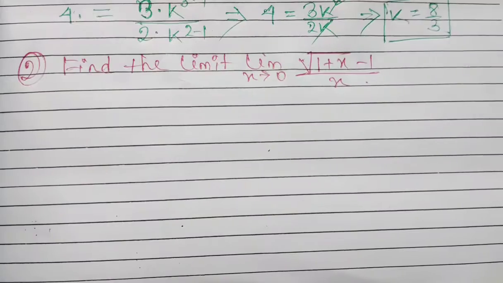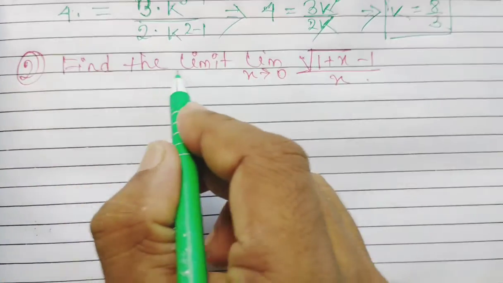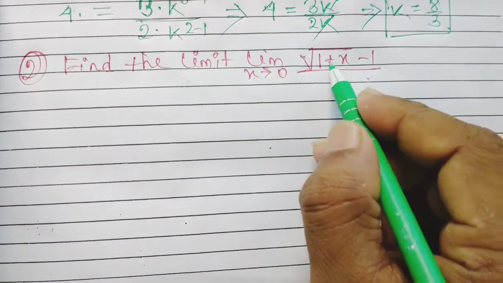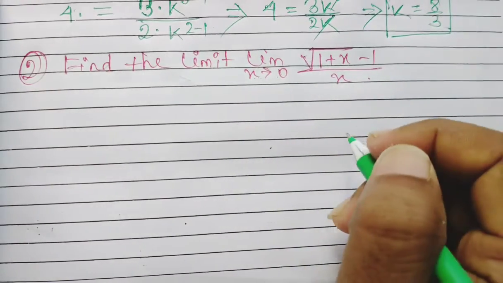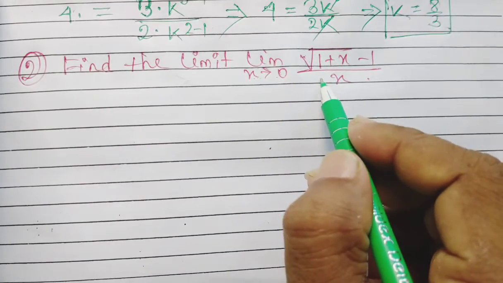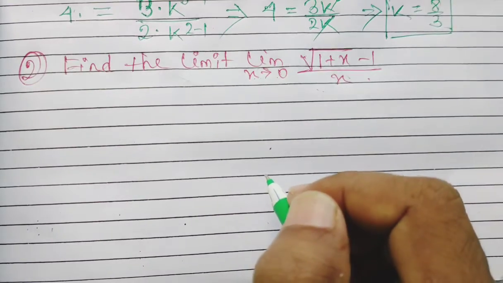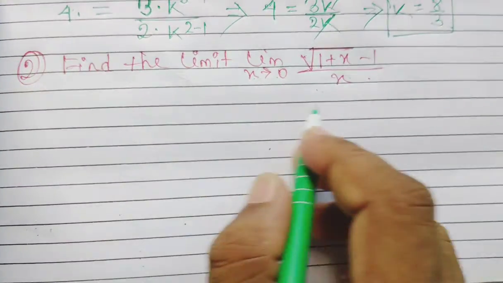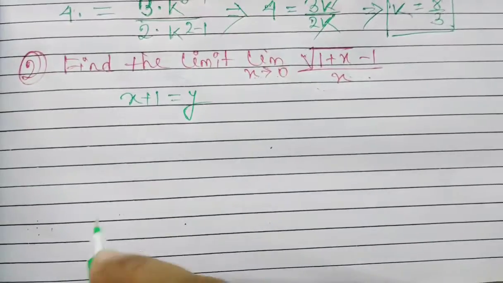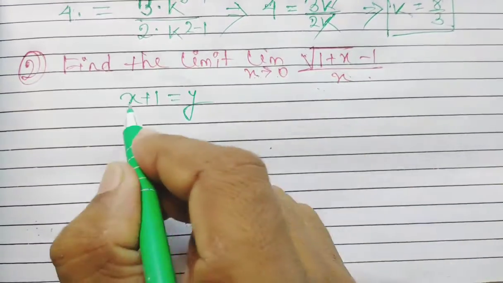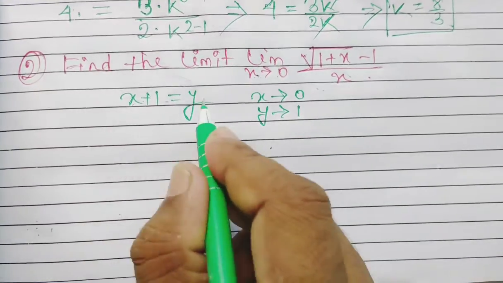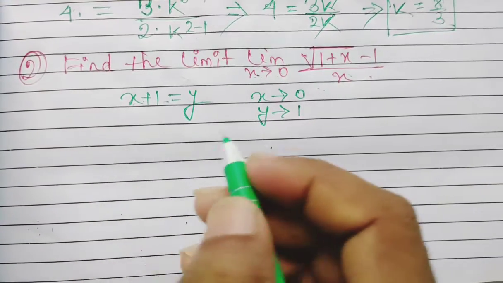Understood everyone? Now try to solve question number 2. Find the limit of x tends to 0 of (under root 1 plus x minus 1) by x. To evaluate such a limit, we have to replace the function under the radical sign by y and change the limit. So firstly we put x plus 1 is equal to y and change the limit. For x tends to 0, y tends to 1.